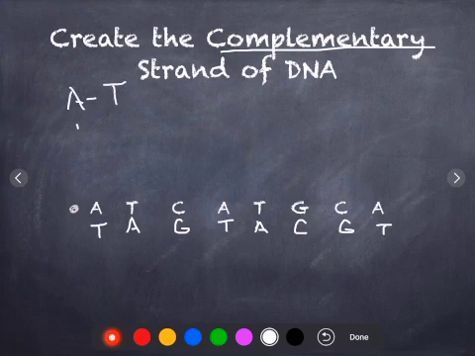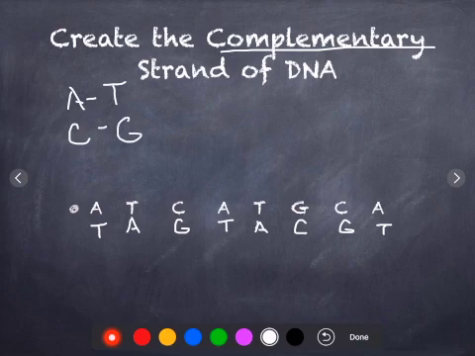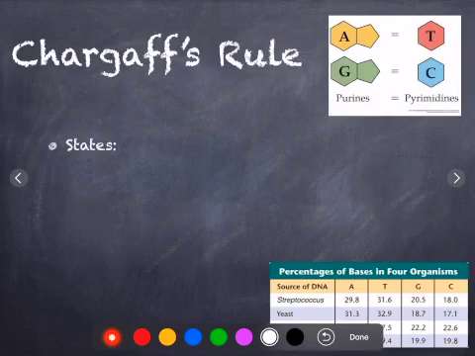A bonds with T, C bonds with G. All right, so we just made our complementary strand, our double helix strand of DNA.